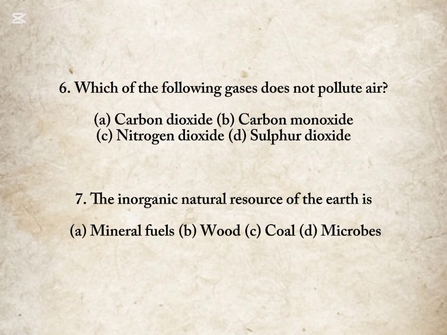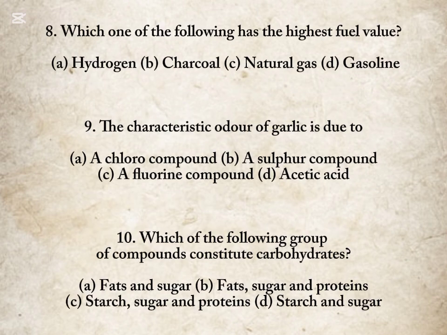7. The inorganic natural resource of the earth is A. Mineral fuels. B. Wood. C. Coal. D. Microbes. The correct option is A. Mineral fuels. 8. Which one of the following has the highest fuel value? A. Hydrogen. B. Charcoal. C. Natural gas. D. Gasoline. The correct option is A.